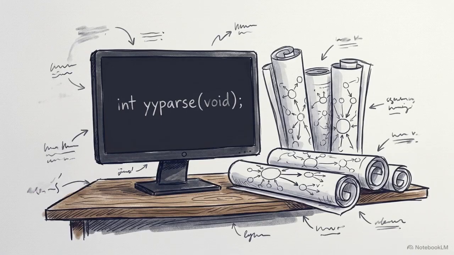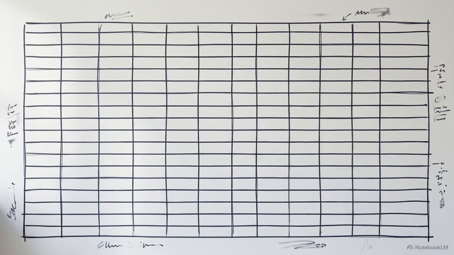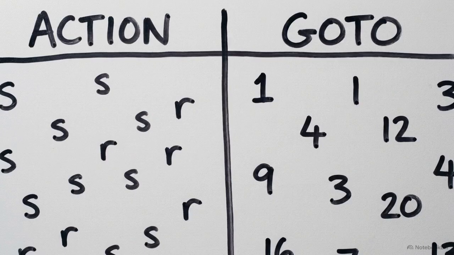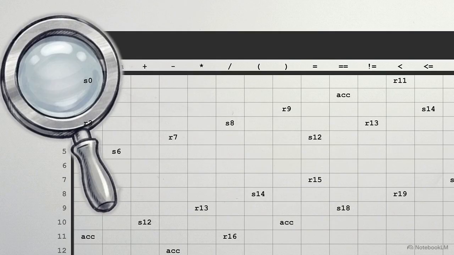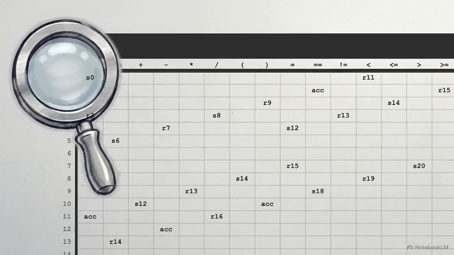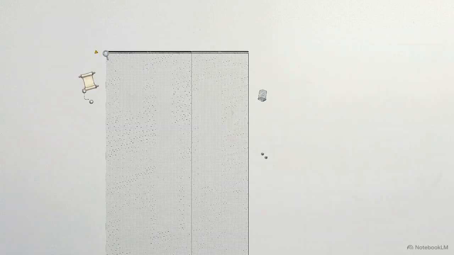Moving from theoretical state graphs to functional software requires looking at how tools like Yacc physically generate C code. A parser generator outputs its logic as an actionable two-dimensional matrix, split into an action table for shift and reduce commands and a go-to table for state transitions. This matrix visualizes the resulting data structure. For a standard programming language, this grid requires tens of thousands of individual cells.